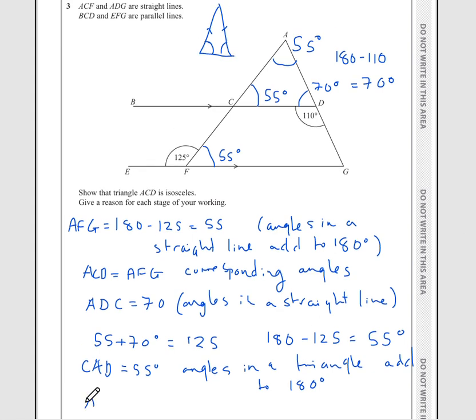So ACD equals CAD, and therefore the triangle ACD is isosceles.